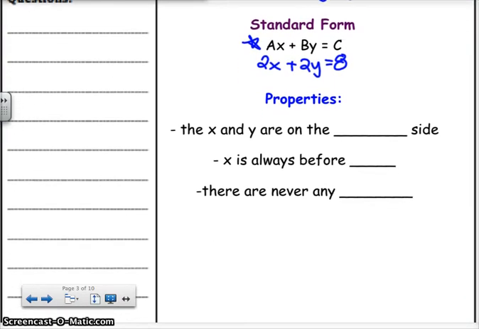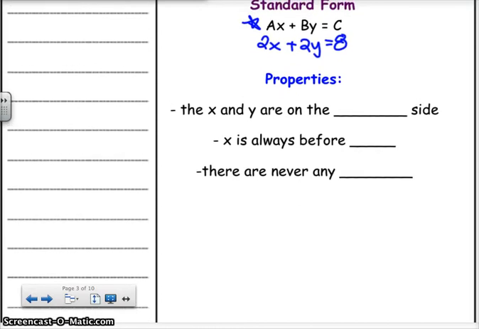Here's the properties, why we like standard form. First off, the x and y are always on the left side of the equal sign. They're hanging out together on the same side. In standard form, you write things in alphabetical order. X is always before the y. And a major property of standard form in 8th grade standard actually is there are never any fractions. If there's fractions, in the end we get rid of fractions. That's fun. I like that.